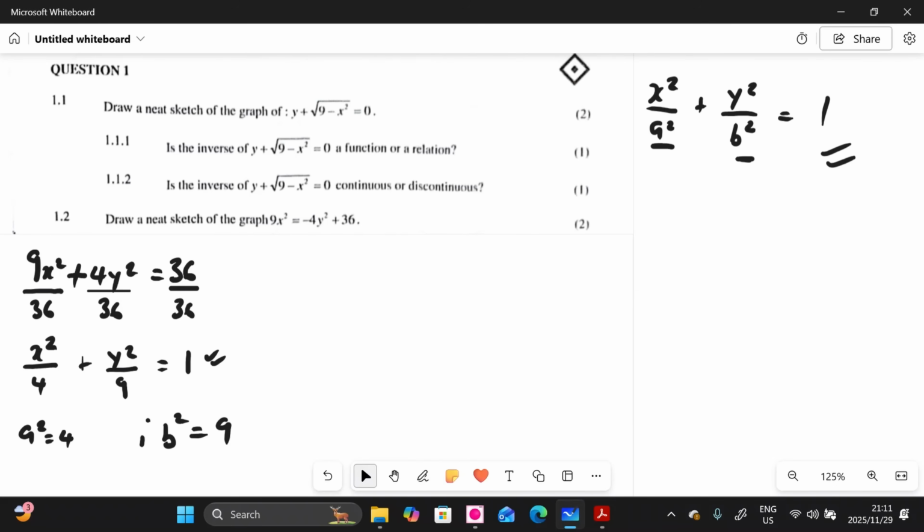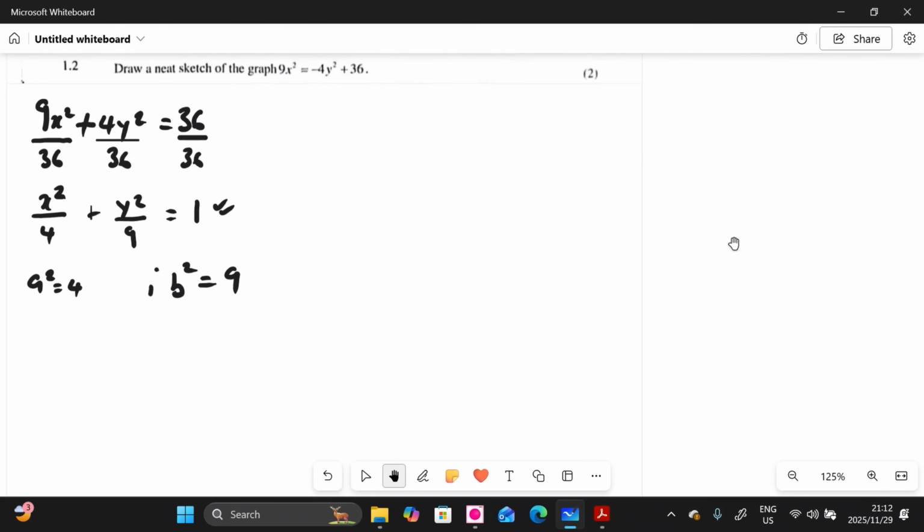Now let's continue. Let me create a little bit of space here so that we are able to solve this problem. So we know that in order for us to find a, we need to square root a squared and also square root 4. Same thing here with b squared. We square root b squared and 9. So a is equaling to plus or minus 2, because the square root of 4 is 2. And then b is equaling to plus or minus 3.